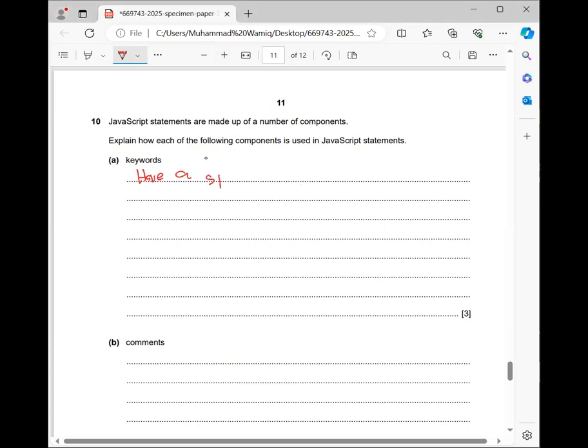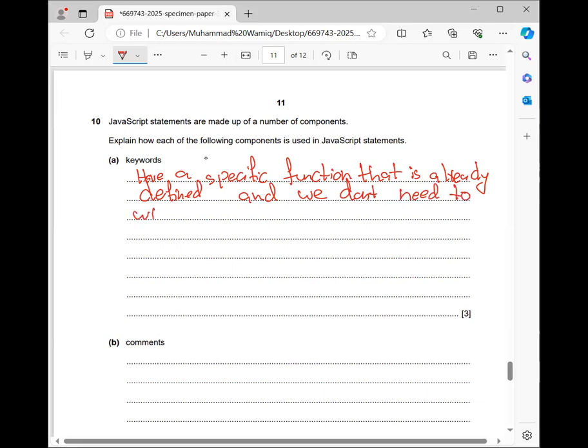We utilize them because they are a specific function that is already defined, and we don't need to write new code each time. If you remember, as we were working on task number 4, we were defining that. And when I want to call that, I can just call it by the name. I don't need to write it again and again. What can be the second point?